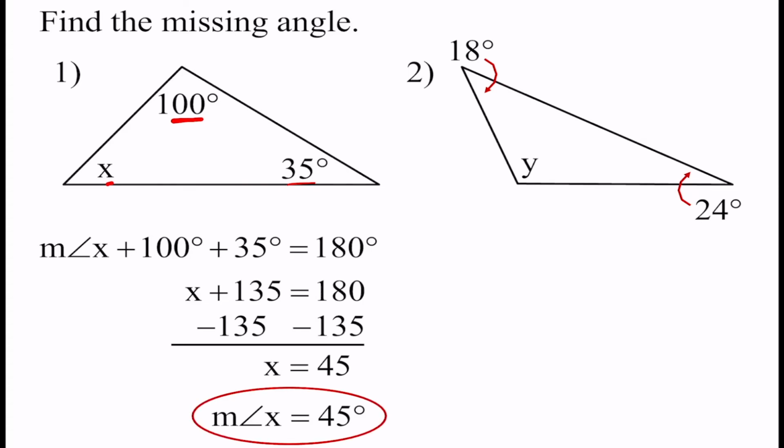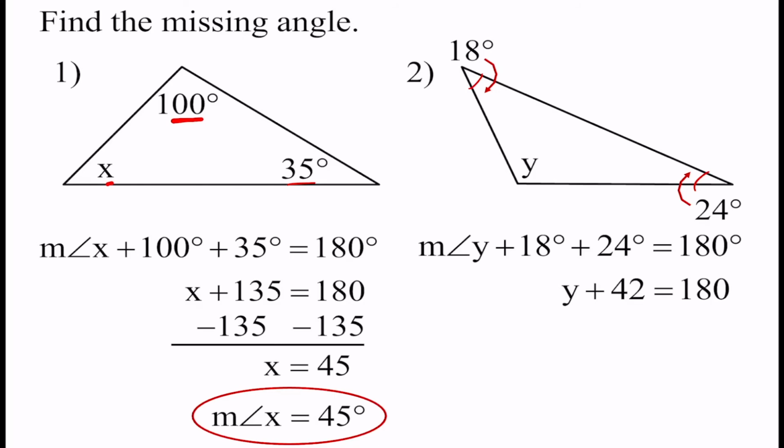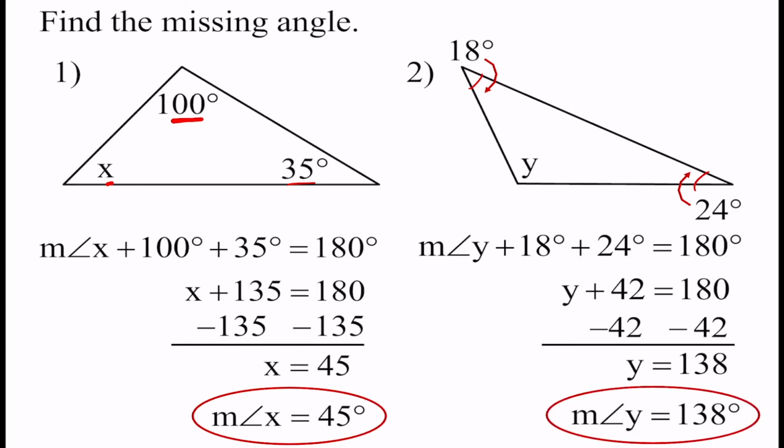Here, the 18 degrees just fit in there, so they're just putting an arrow for these angles here in the 24 degrees. But same thing, measure of angle y plus 18 degrees plus 24 degrees equals 180. Combine like terms to get 42. You subtract 42 degrees from both sides, so 180 minus 42 will equal 138 degrees.